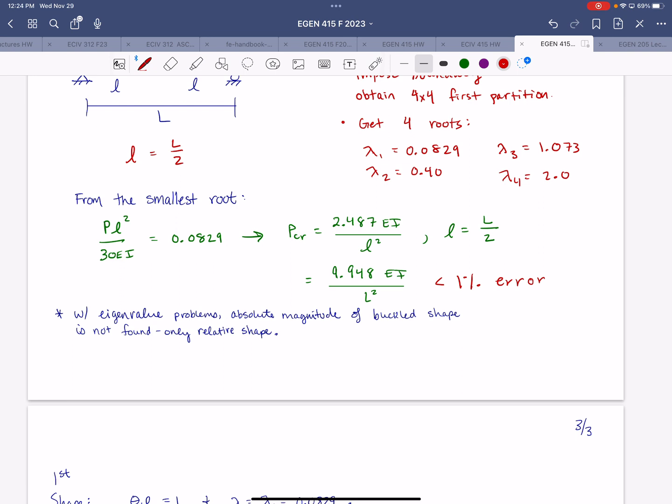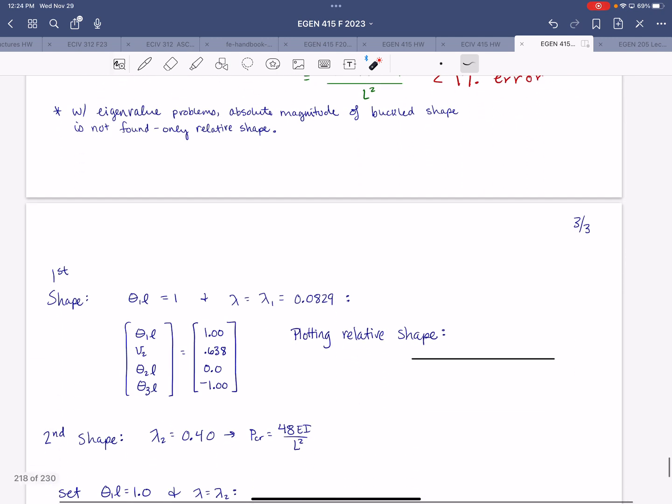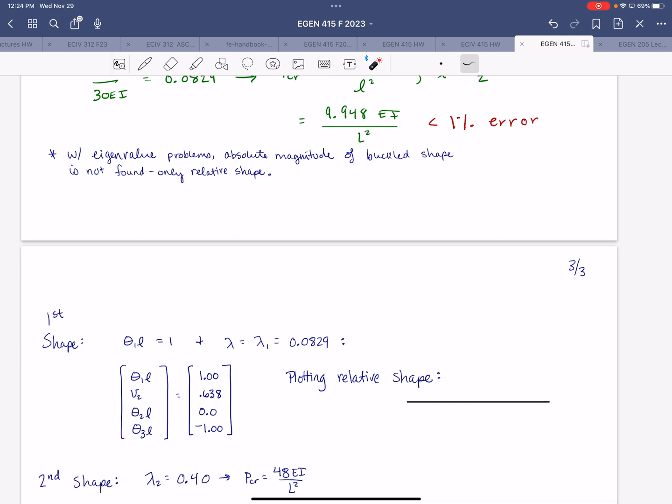So as I mentioned last time, when we found the constant C1, I think is what we were left with, and then we found the eigenvalues and eigenvectors. The magnitude of that constant is not important to us, and so that's what this note here is speaking to. The absolute magnitude of these buckled shapes is not going to be found using these solutions, and that's okay because all we really need is the relative shape. So what we do is we normalize these mode shapes or buckled shapes and just plot them. And so what we'll do is just set one of the displacement values equal to 1 and solve for the rest.